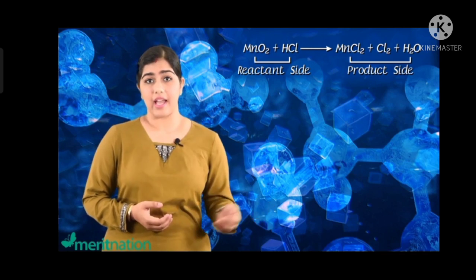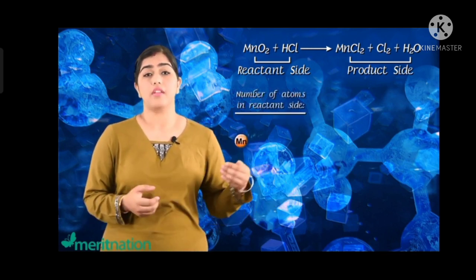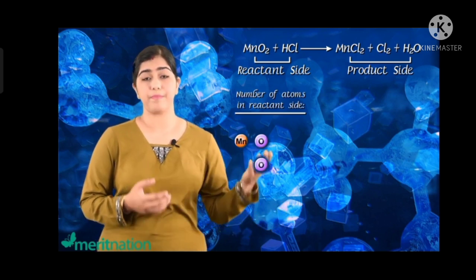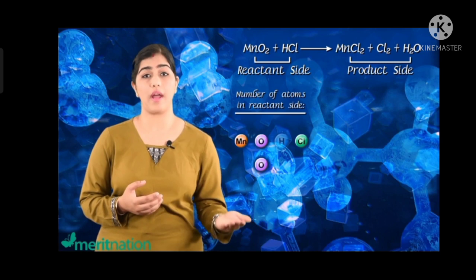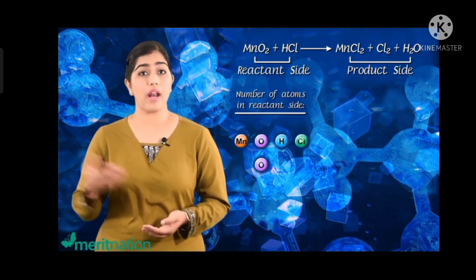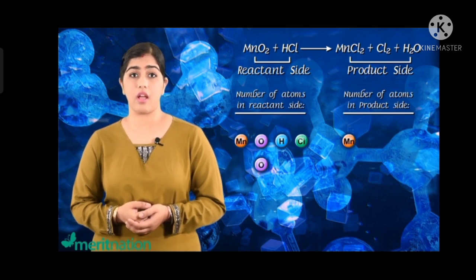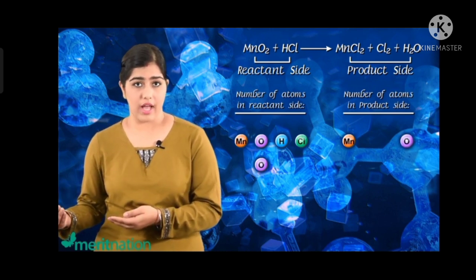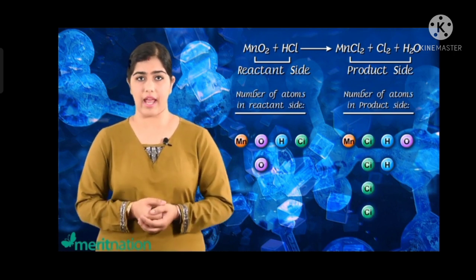On the reactant side, the number of atoms of manganese is 1. There are 2 oxygen atoms, 1 chlorine atom and 1 hydrogen atom. While on the product side, there are 1 manganese atom, 1 oxygen atom, 2 hydrogen atoms and 4 chlorine atoms.